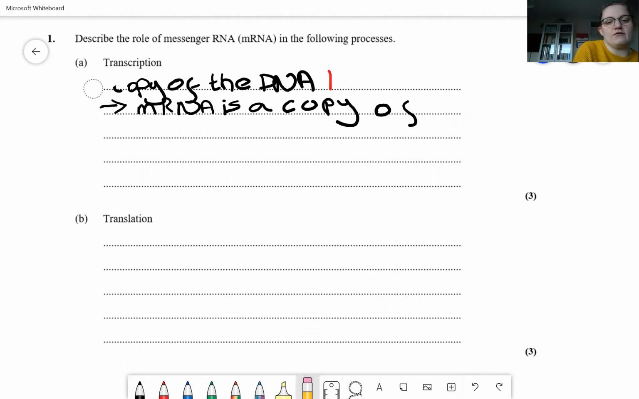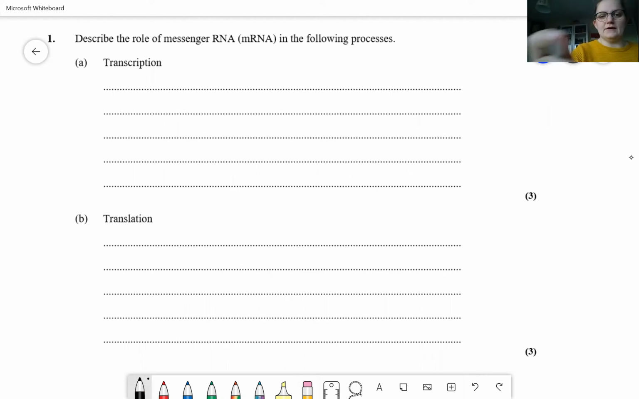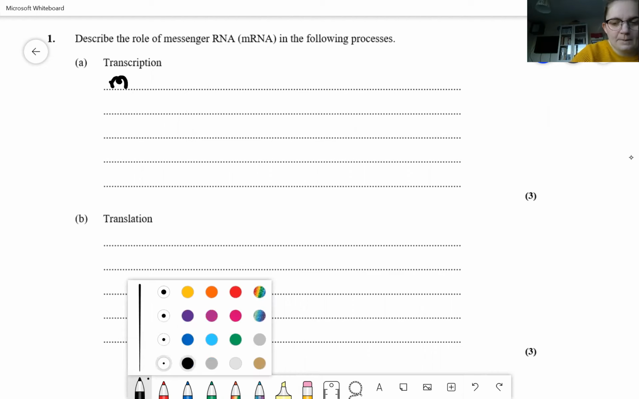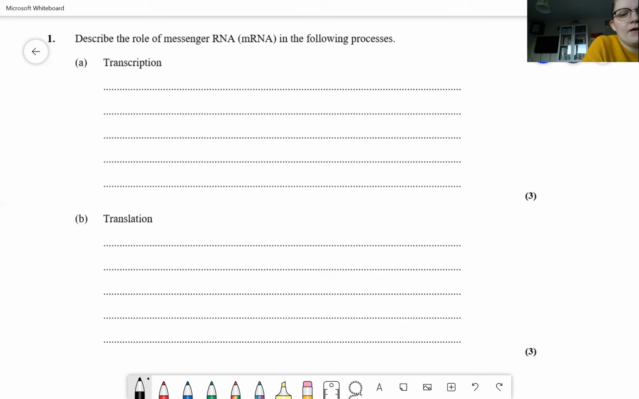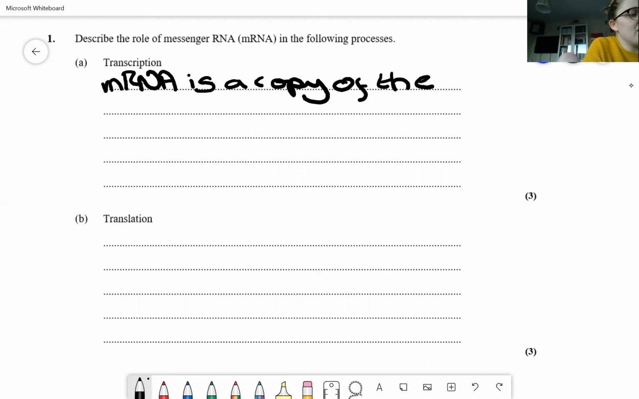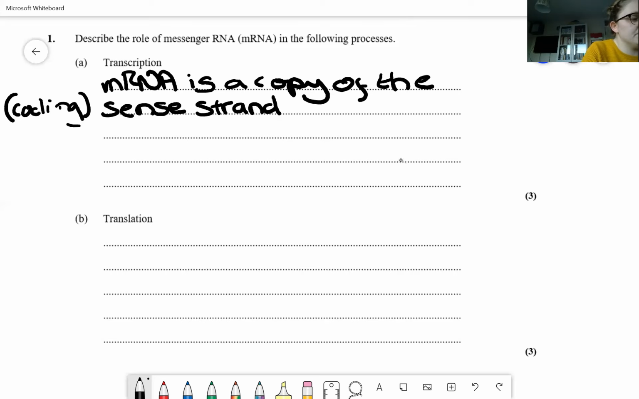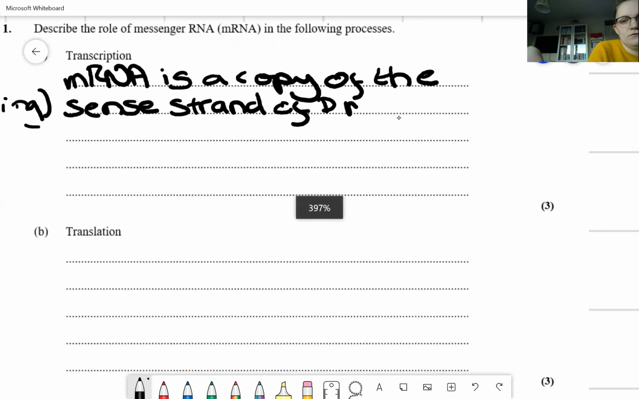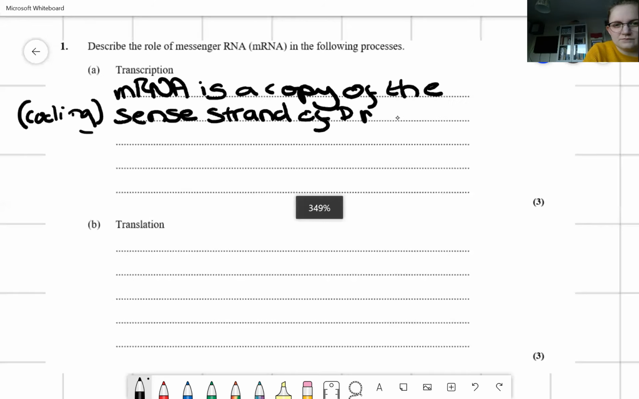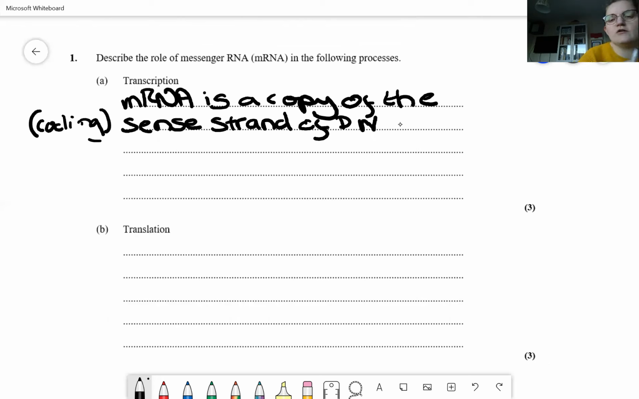Right. So a really perfect answer that would be really nice to see on a question like this would look something like this. So we would say, mRNA is a copy of the sense strand. Now remember, the sense strand is the coding strand. mRNA is a copy of the sense strand, the coding strand of DNA. We need to include the fact that it's of DNA there. That's important.